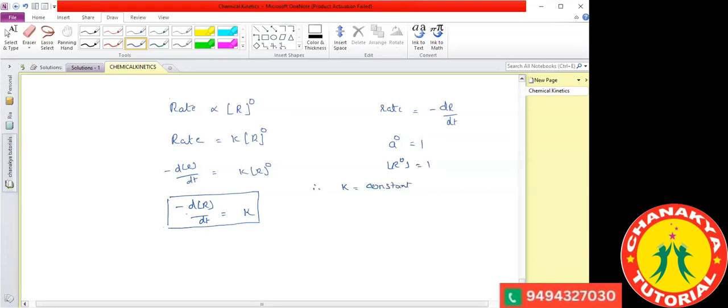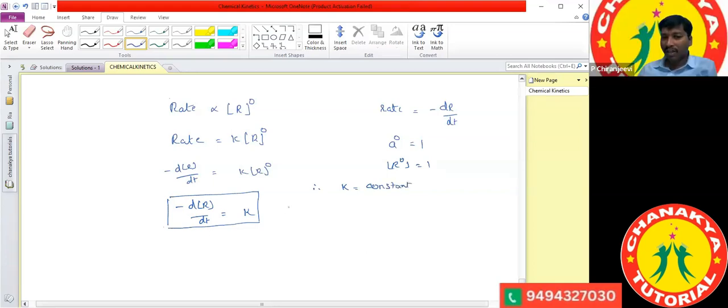Okay, so according to this equation, in a zero order reaction, rate is equal to constant. Why I'm stressing this one is that I have seen some questions, even in the middle of the derivation part, asked in a sentence formation.